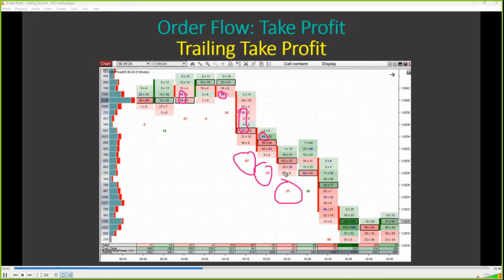All those are signs of aggressive sellers dominating the market. Now, what I see in here could signal a trend change, so I would probably quit the trade in here.